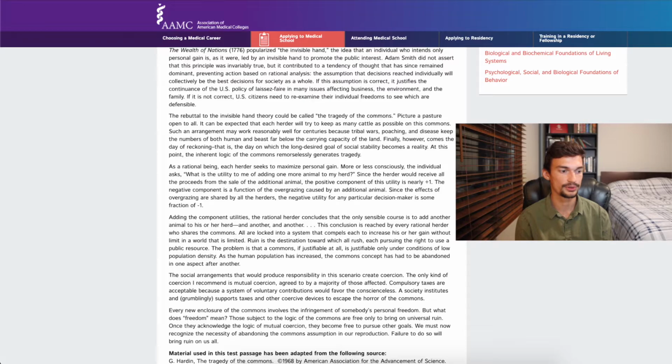The only kind of coercion I recommend is mutual coercion. We see that term, I recommend. So the author is bringing in their personal opinion at this point. The only kind of coercion I recommend is mutual coercion, agreed to by a majority of those affected. Compulsory taxes are acceptable because a system of voluntary contributions would favor the conscienceless. So, in this case, the author is arguing that those compulsory taxes are a form of coercion, but are acceptable because this system favors the conscienceless.